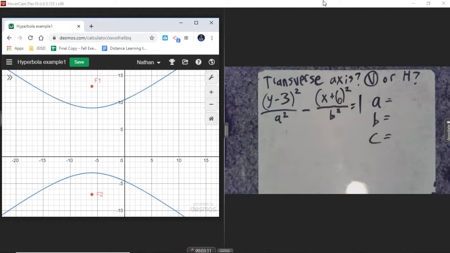So let's look at a. a is always along that transverse axis, so here's your center, back to the center, we've got -6, 3. We're literally just going to count our way to either the top or the bottom. It doesn't matter, so let's go ahead and do the top. We've got 1, 2, 3, 4, 5, 6. So that is going to be your a.